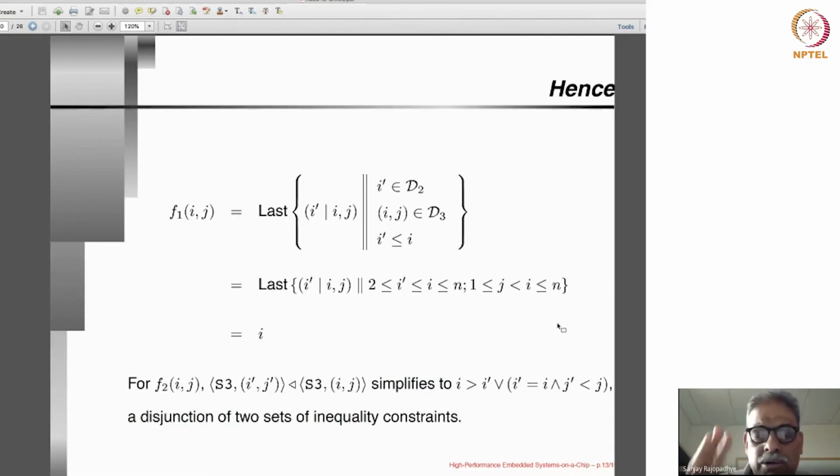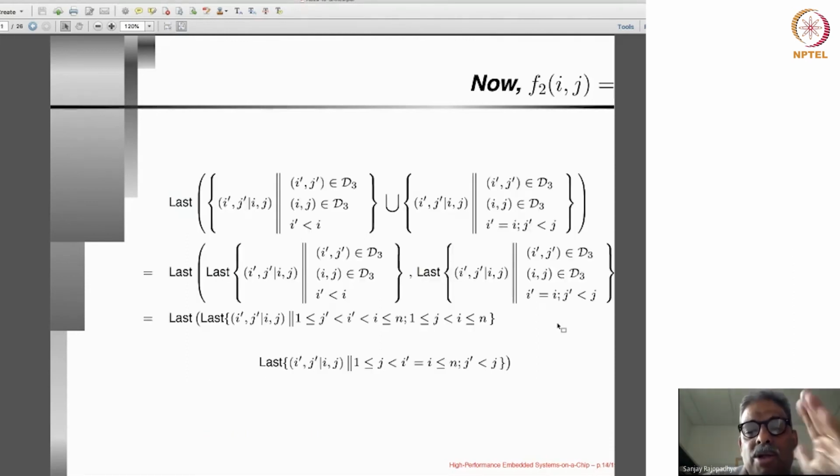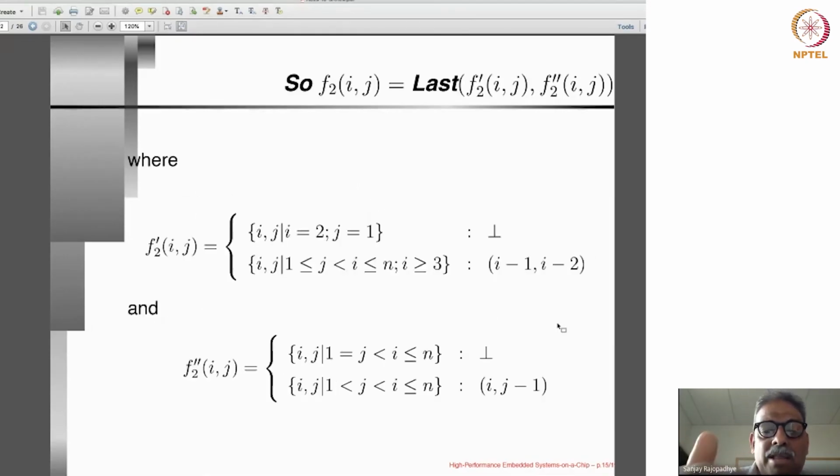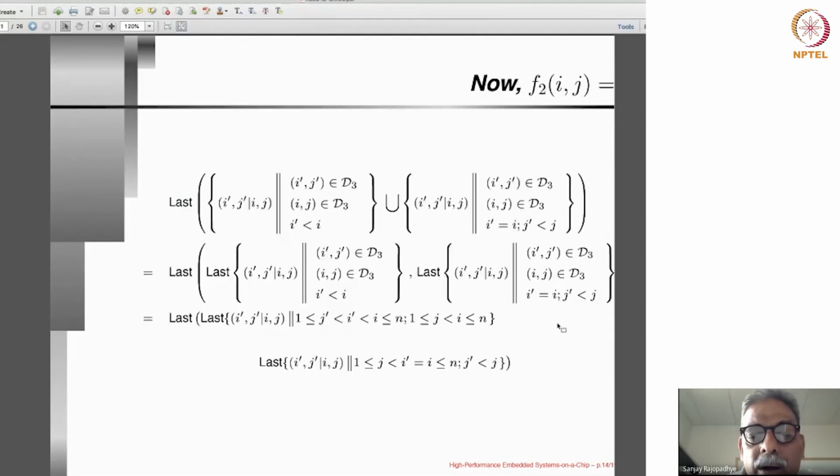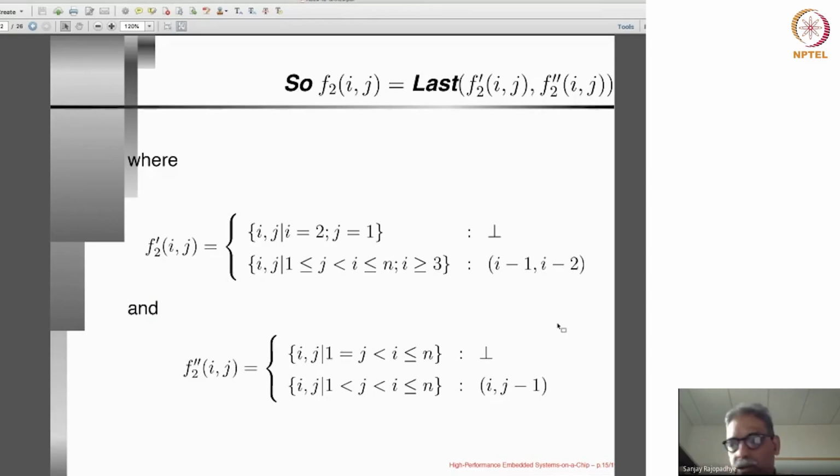And again, I don't expect you to get all the details of all of this right away. I just want to make sure that you get the big picture intuition. All right? So when you go through this, the math gets more and more complicated, and I'm not going to go into the details. Eventually, you get this function F1 and F2. Then you combine them because this is over two disjoint unions, and therefore you take the last of these two, etc., etc.